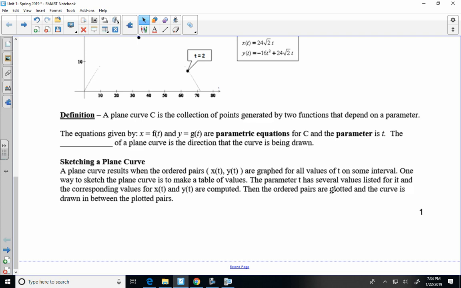The equations given by x equals f of t and y equals g of t are parametric equations for C. The parameter is t. The trajectory of a plane is the direction that the curve is being drawn. So I keep walking over here as if there's a pen that I could write on the screen, and that would be wonderful, but there isn't.